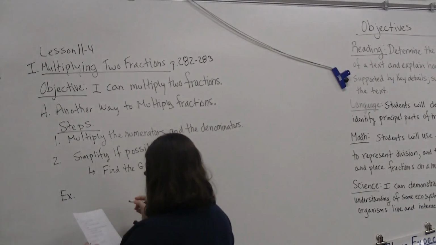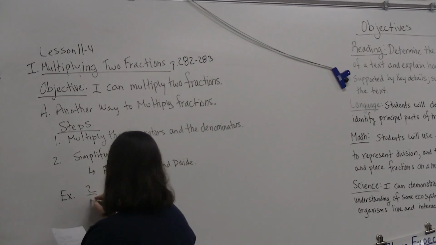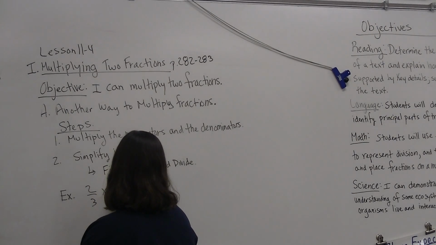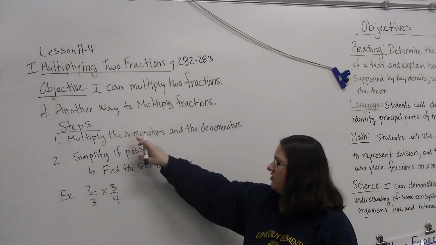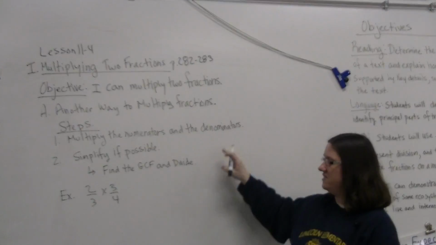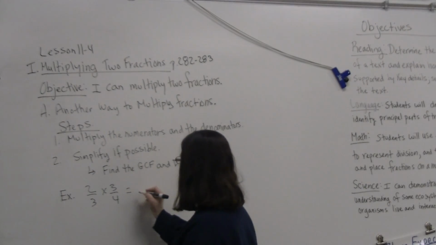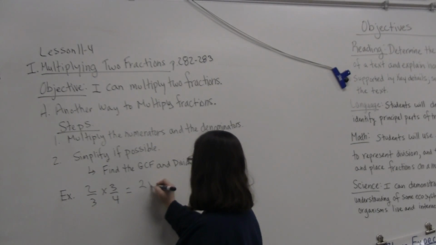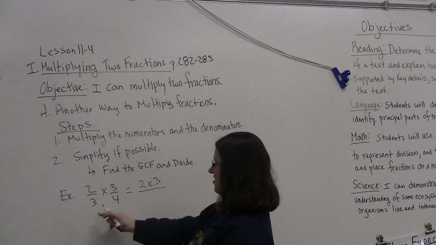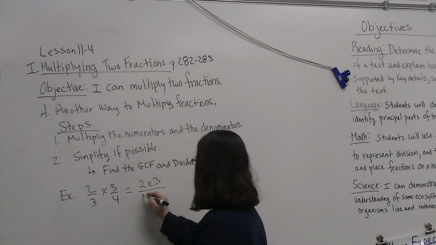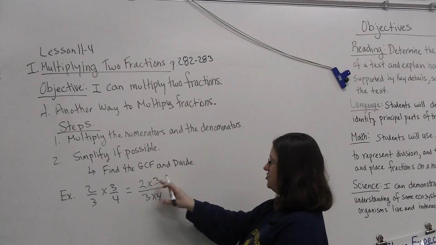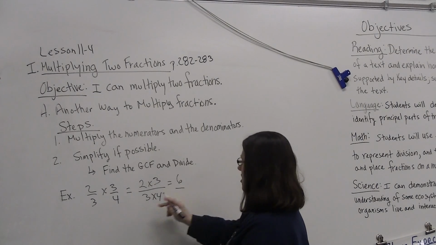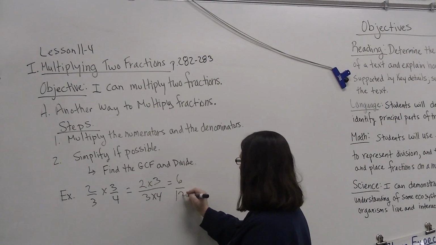Our first example there is 2/3 times 3/4. Okay, our steps tell us to multiply the numerators and then the denominators. Our numerators are what? Yes, they are 2 and 3. And our denominators are 3 and 4. So we're going to do 3 times 4. We can write it out straight across. So 2 times 3 is 6. 3 times 4 is 12.